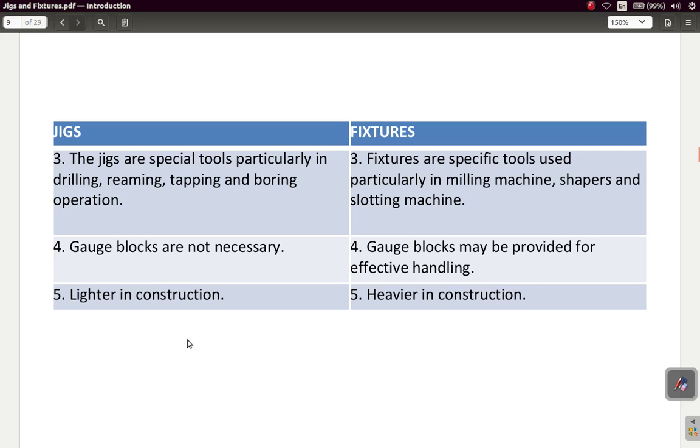The jig is lighter in construction. The fixture is heavier in construction, as expected, because if you're going to move the thing, it must be light enough for you to move. If you want it stationary, you make it heavy, make it stay in place.